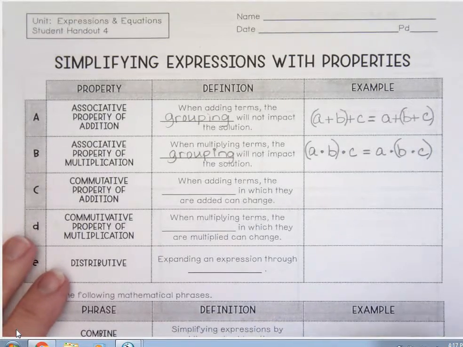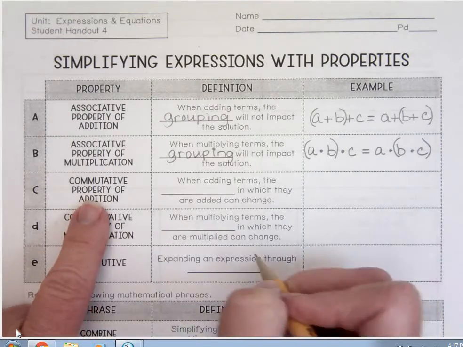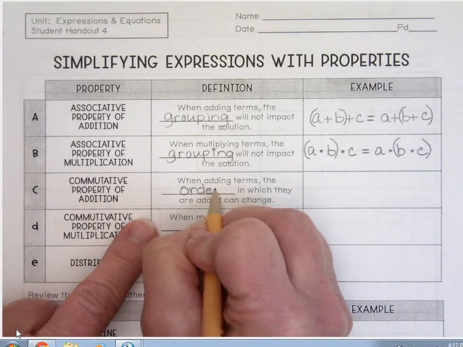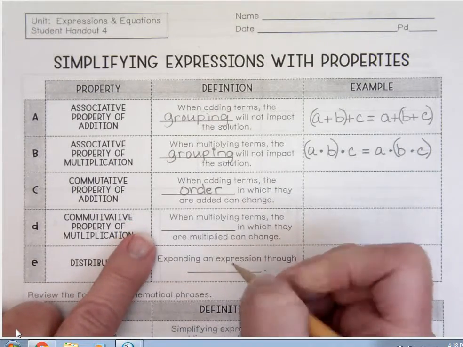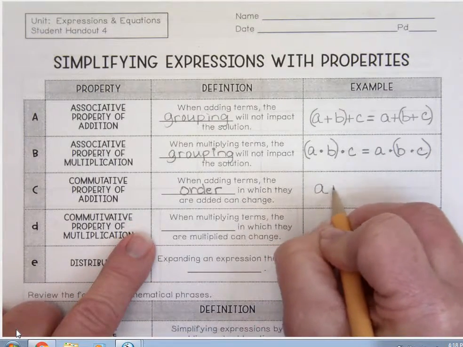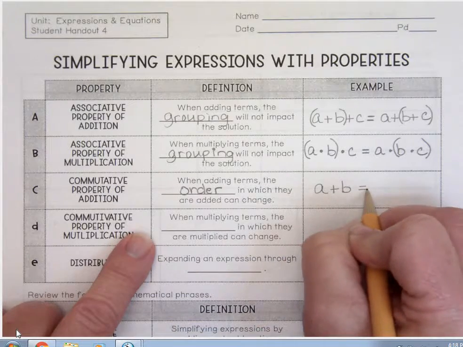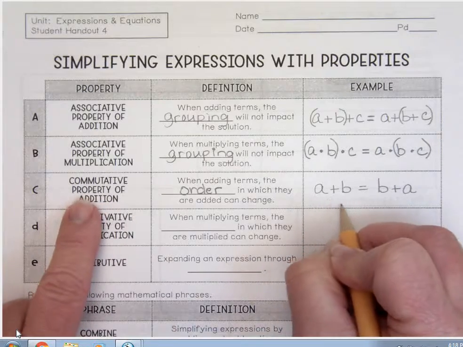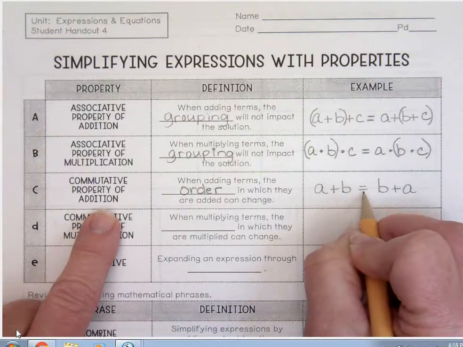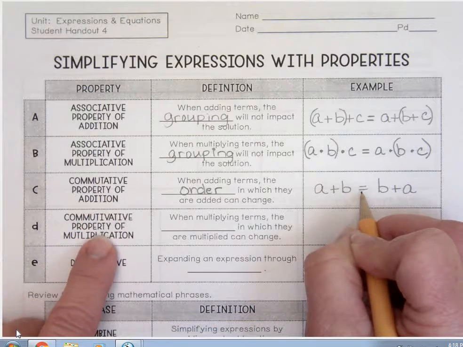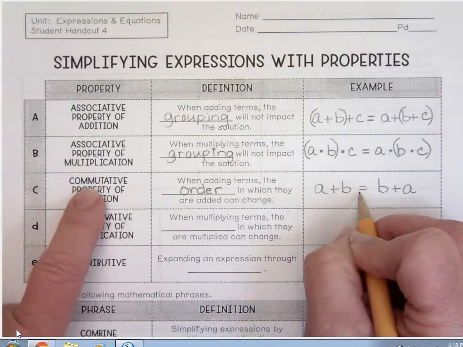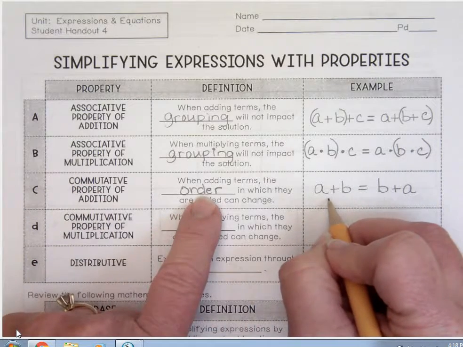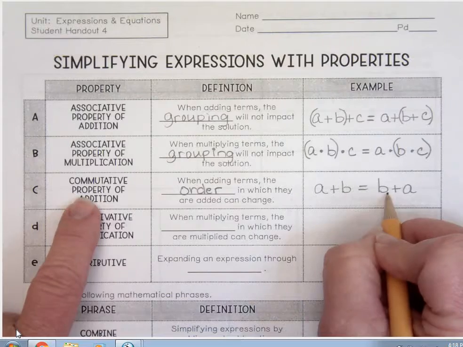The commutative property of addition is when you're adding terms, the order in which they are added can change. If I have A plus B, but change the order, the commutative property of addition proves they are equal. The commutative, changing order, stays equal.